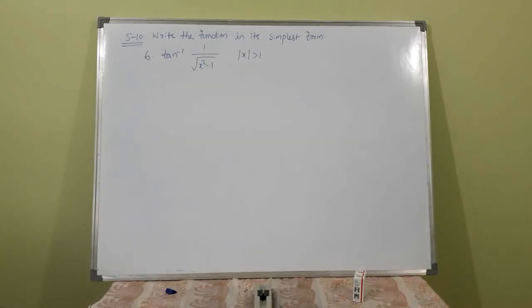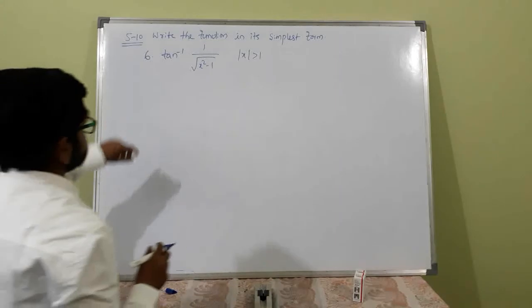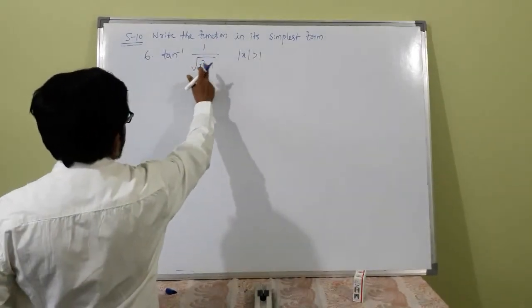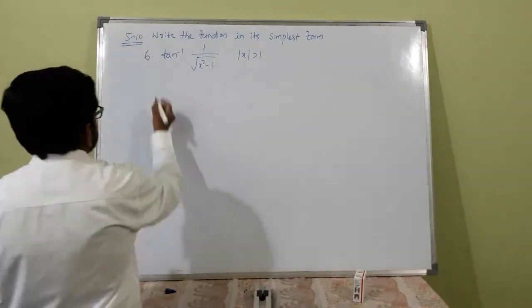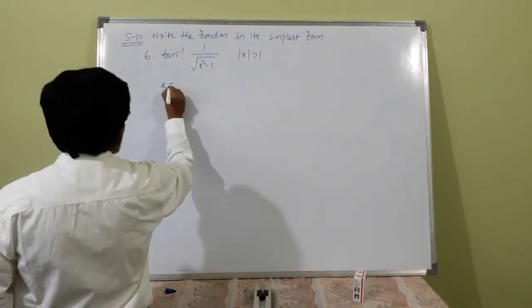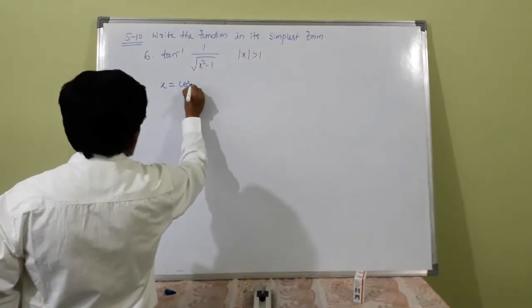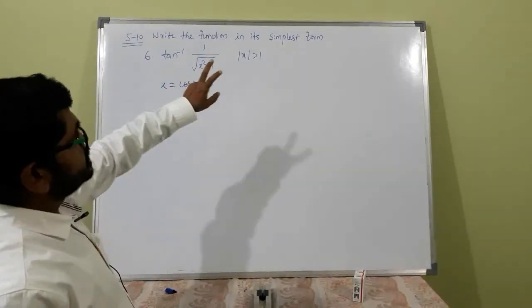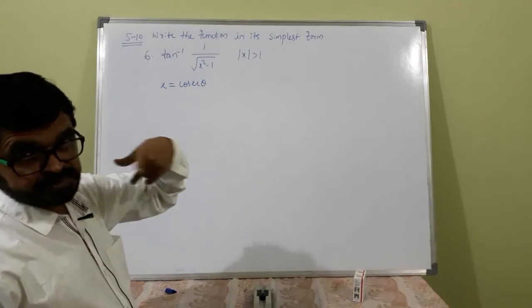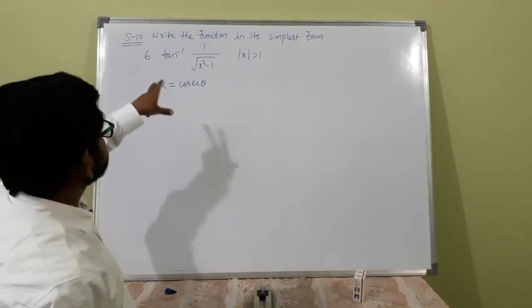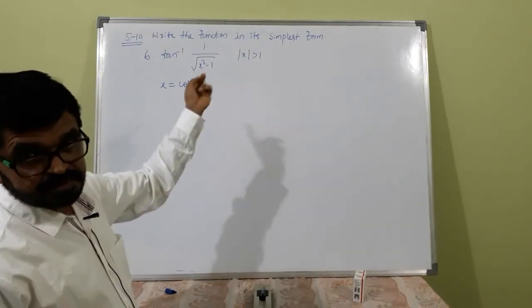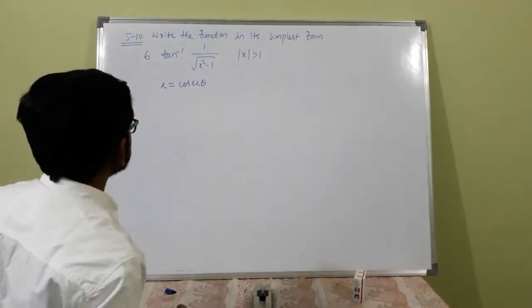The second one, that means the sixth, tan inverse of 1 by under root x squared minus 1. So x is cosecant theta, because cosecant square theta minus 1 is equal to cot square theta. Under root means cot theta. Tan inverse of 1 by cot theta means tan theta. Tan inverse tan gets cancelled and theta will remain.